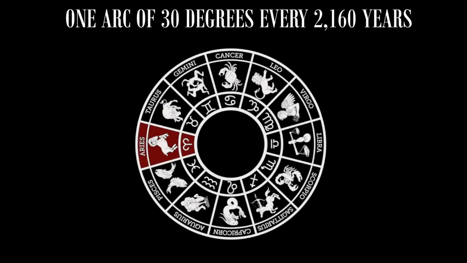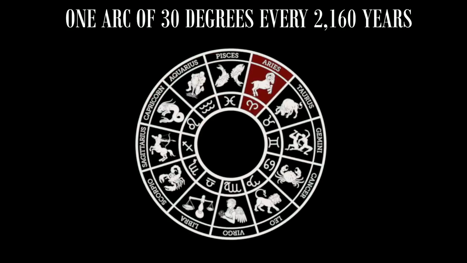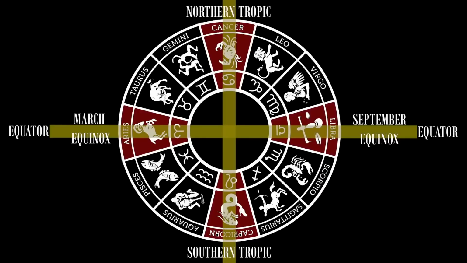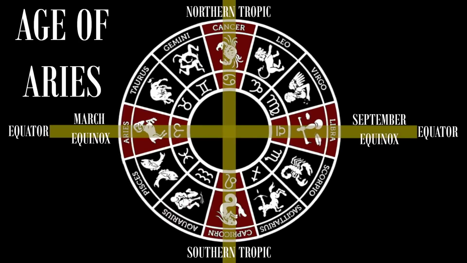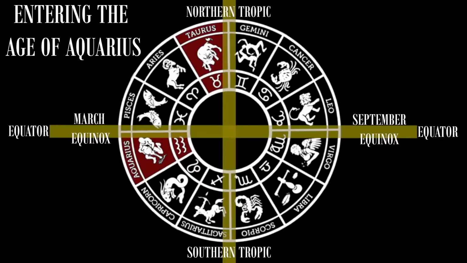This rotation keeps shifting one arc every 2,160 years until the wheel makes a full circle, or what is known as a great year. Why is this important? What we see here, and what the mainstream narrative confirms, is that the tropics of Cancer and Capricorn occurred during the age of Aries. For the last 2,000 years or so, we have been in the age of Pisces. Remember, an age lasts for roughly 2,160 years. And we are now on the cusp of entering into the age of Aquarius.